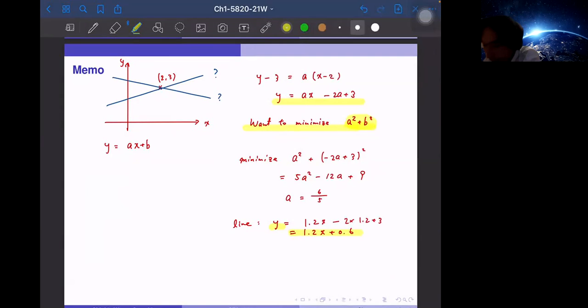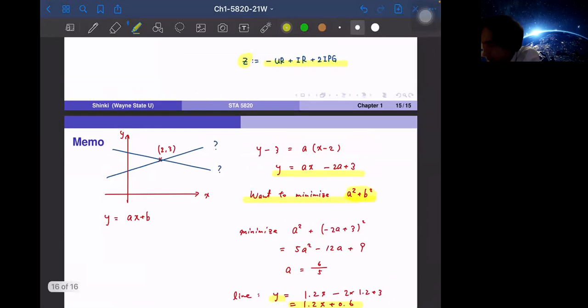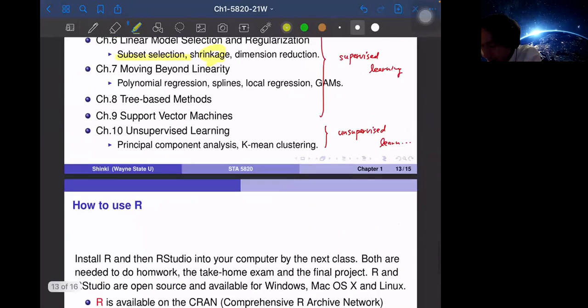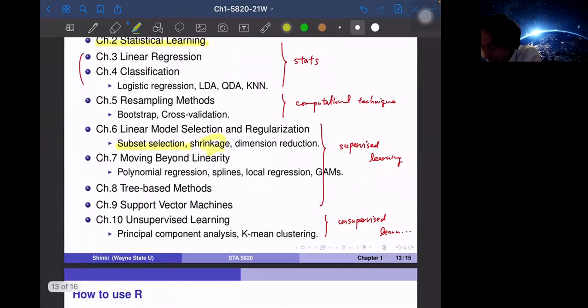So I think it's already 15. So this is the subset selection. And we have some others, moving beyond linearity. Okay, so in chapter 7, we would extend the regression model into more models, especially the spline.